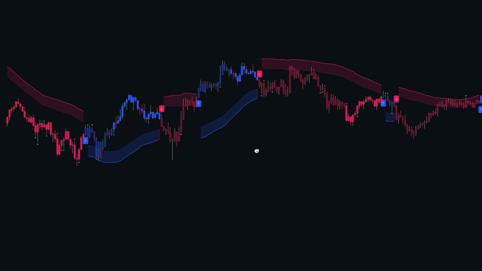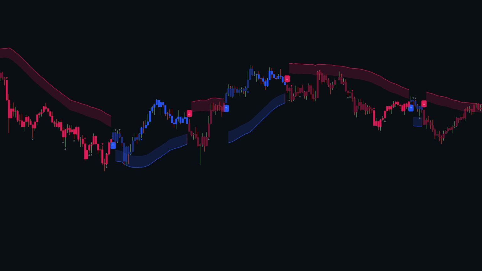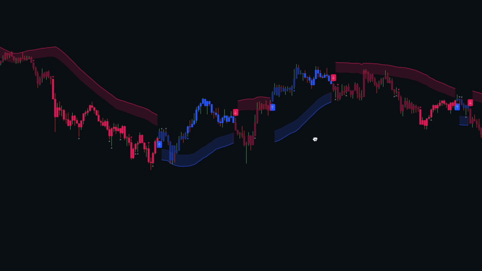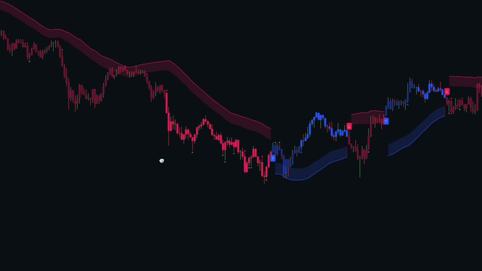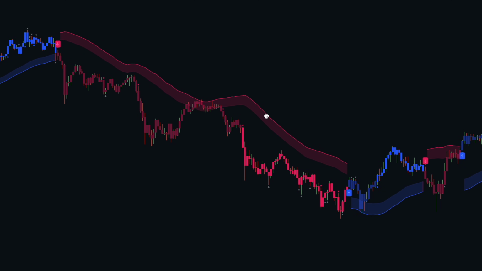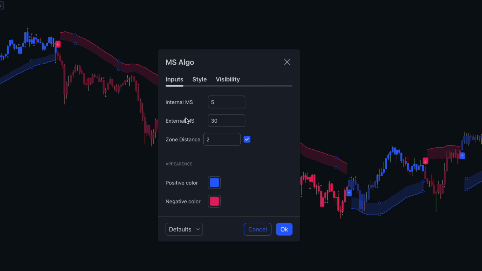These signals are based on the acceptance and confirmed breakout, or the refusal of the pivot points by the price. To apply the MS Algo to your TradingView charts, adjust the internal MS and external MS settings to align with your analysis preferences. The zone distance input allows for customization of the zone visualization feature.